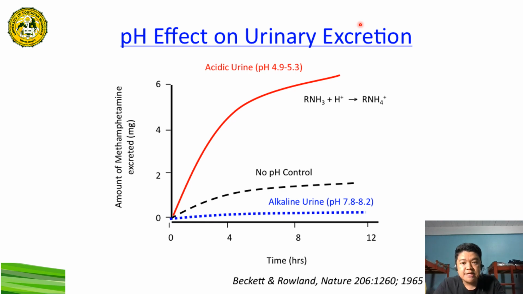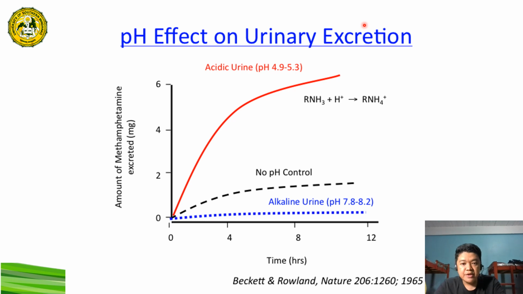So when the pH of the urine is alkalinized, for example, in men, of course, the urine pH is usually acidic. But when we administer or ingest sodium bicarbonate, which is an alkalinizing agent, it will alkalinize the urine. So for example, for methamphetamine, what happens in the alkaline urine is that only a very low amount of methamphetamine will be excreted in the urine.